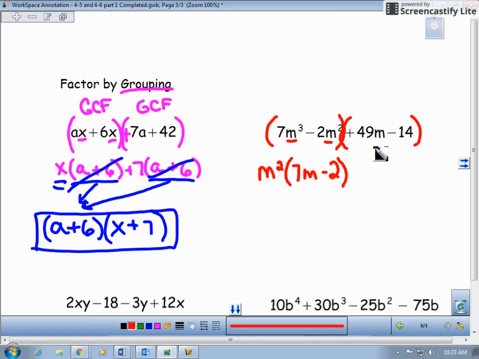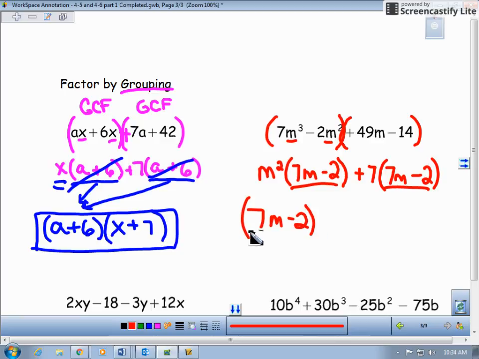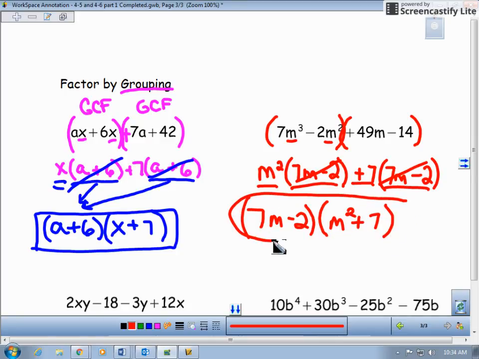For the second part, I think I can factor out a positive 7 again. So 7 times 7 is 49. I need that m in there. Then 7 times 2, my negative 2 is minus 14. So do I have that common binomial again, guys? Absolutely. So I'm going to go ahead and factor that out. Okay, and when I factor that out, what am I left with? I'm left with m squared plus 7. And that's your second binomial, and there we go.